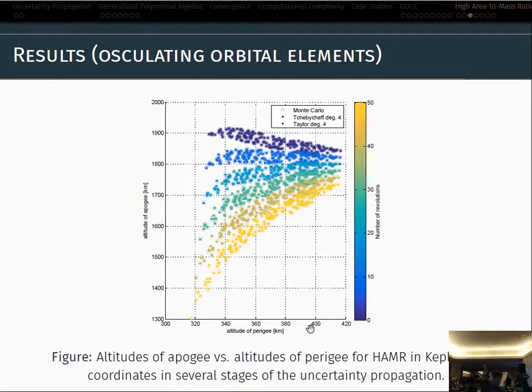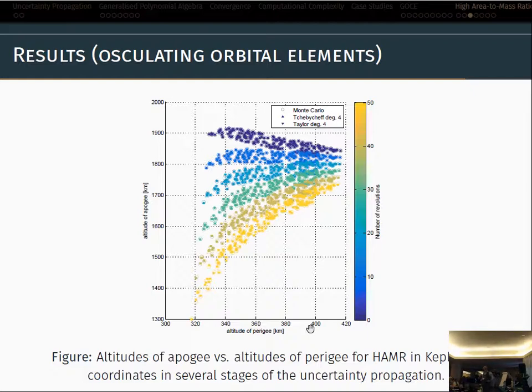Now, in this case, since the orbital parameters are behaving very well, and there are no discontinuities and nothing is behaving badly, you see here how the cloud of debris evolves when you propagate it with Chebyshev and Taylor and Monte Carlo. And there is a good match. The two things are very similar. Okay? This is the case in which we are within the region of convergence of the two algebras, and everything evolves very nicely. You see the decay of the cloud because of the effect of drag. So this is the altitude of the apogee, this is the altitude of the perigee.